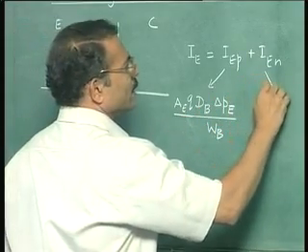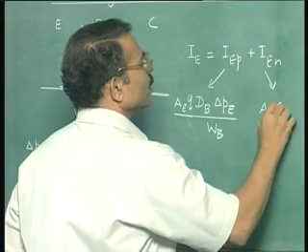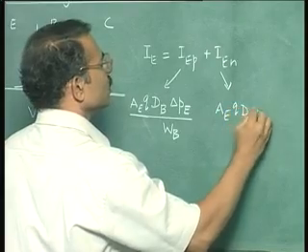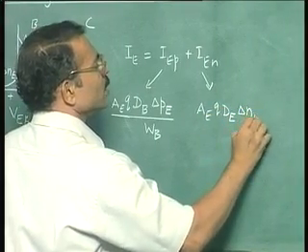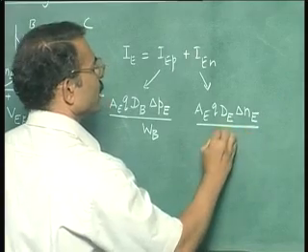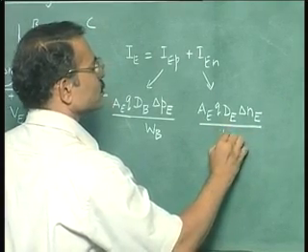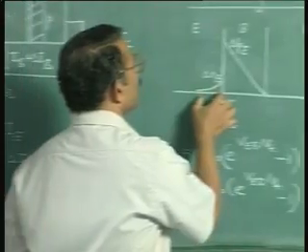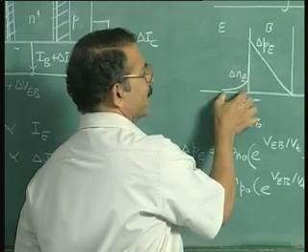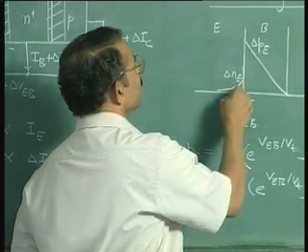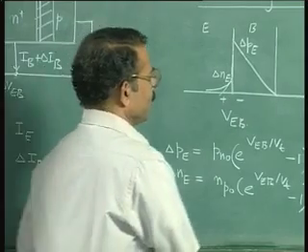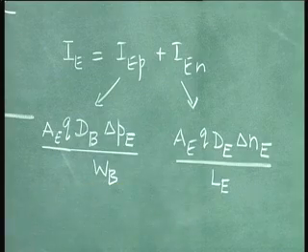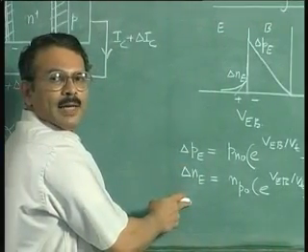Similarly, we can write IEN as area of the emitter into Q into diffusion coefficient in the emitter into delta NE divided by LE, where LE is the diffusion length of electrons in the emitter. This is an exponential decay, so you take the diffusion length of the electrons there. So now we can combine this and these relations for delta PE and delta NE.